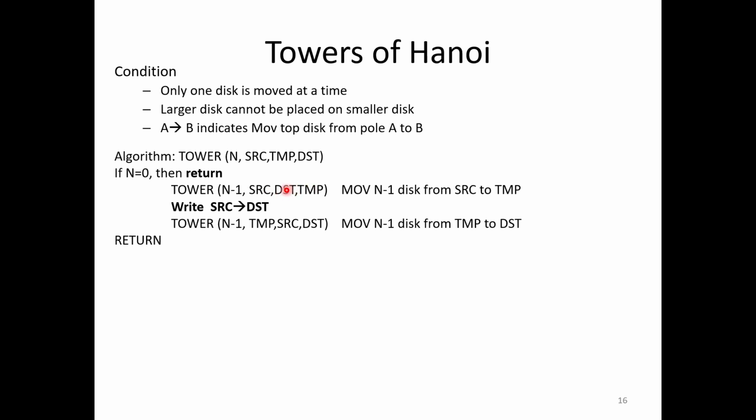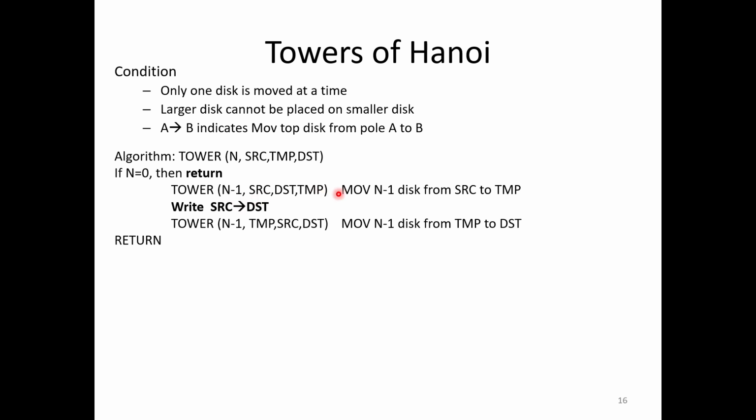Okay, so how to remember this? You keep the source as it is, and you interchange the others. The destination now becomes temporary, and the temporary now becomes destination. Once you do like this, and you see that the value reaches 0, then you print: you are actually moving from source to destination.